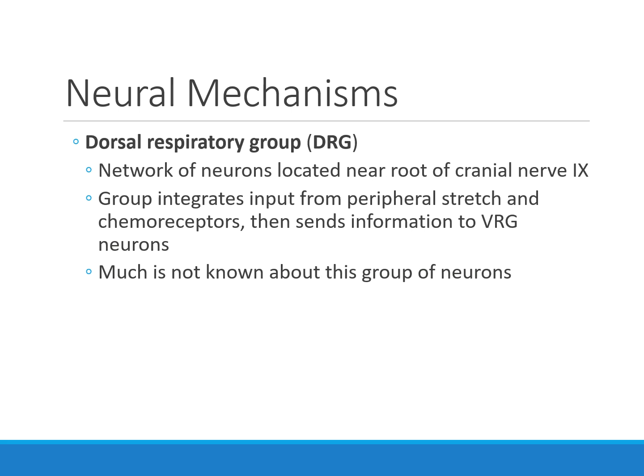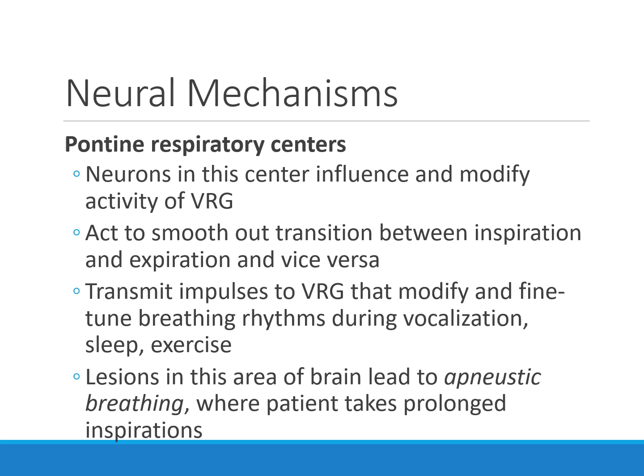Then you have the dorsal respiratory group, or the DRG. This is a network of neurons located near the root of cranial nerve number 9. This group integrates input from the peripheral stretch and chemoreceptors and then sends that information to the VRG neurons. Other than that, not much is known about this group of neurons.